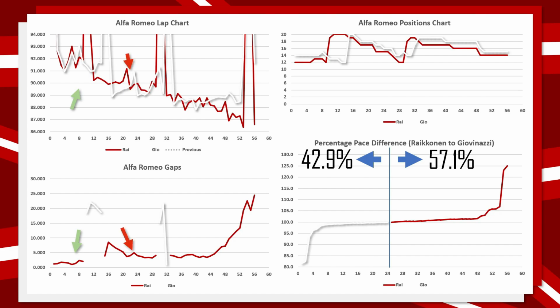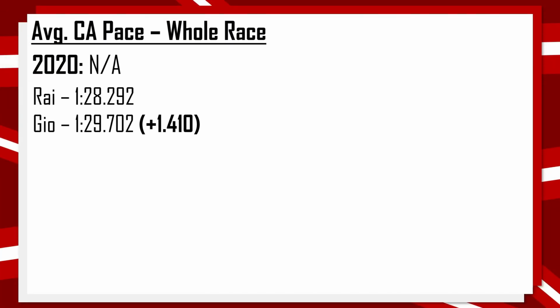Then after their second round of pit stops in the middle portion of the race, they actually set fairly equal lap times, right up until lap 44, where Raikkonen actually puts his foot to the floor and accelerates a gap of a second per lap to Antonio Giovinazzi, which extends the gap all the way to 15 seconds from 5 in just 10 laps.